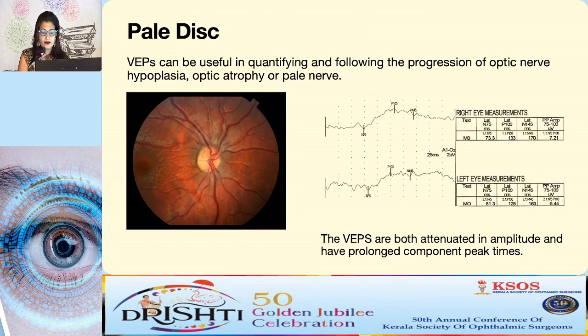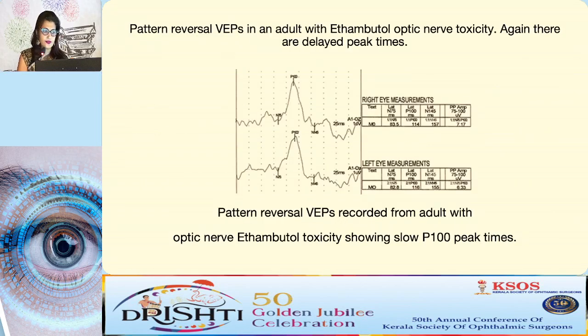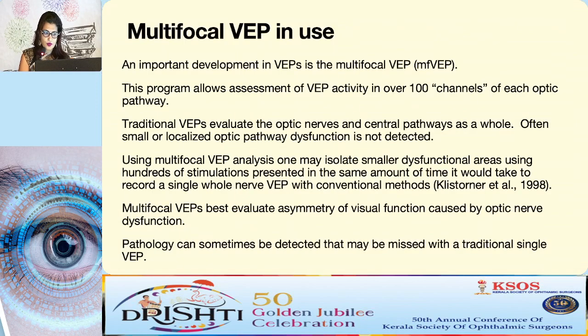When you have an unknown cause of a pale disc, again you can quantify and follow the progression of optic nerve hypoplasia or optic atrophy or a pale disc due to any cause with the VEP. Another important thing that we use the VEP now for is ethambutol toxicity. In screening, we cannot keep repeating the VEP every month, but if you have a suspicion that the patient has ethambutol toxicity, it is ideal to do the VEP and record the response, so that it gives you again a functional evidence that the optic nerve function is affected. And you will get delayed peak times in ethambutol toxicity.